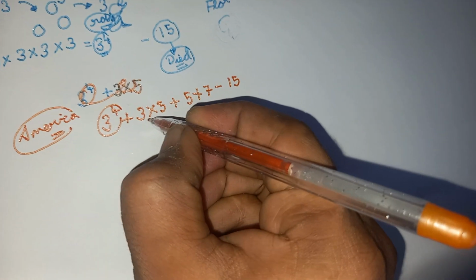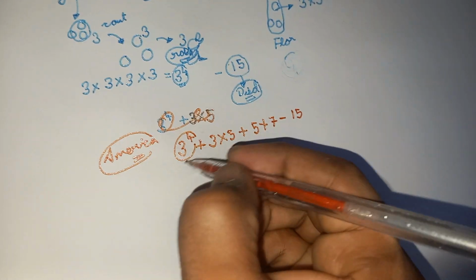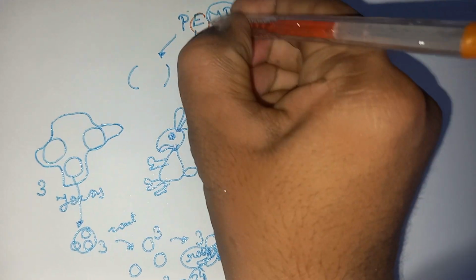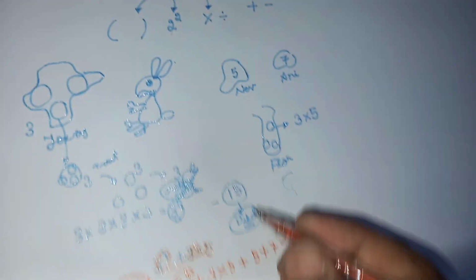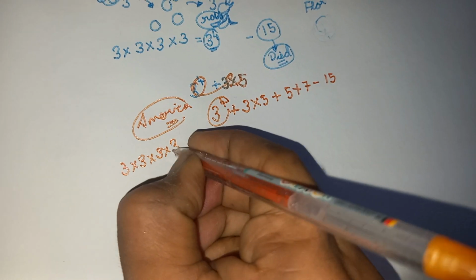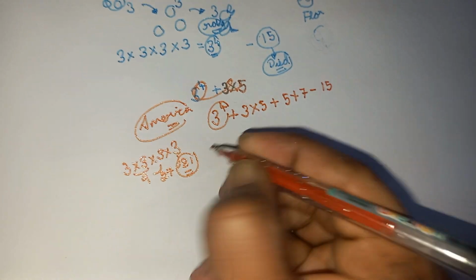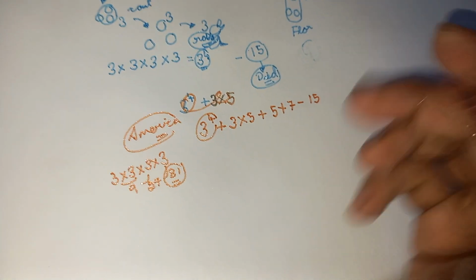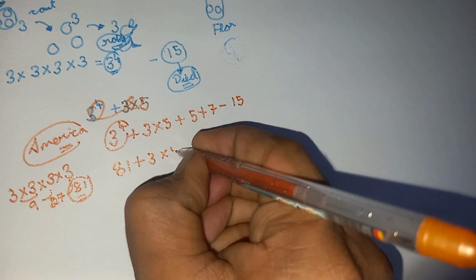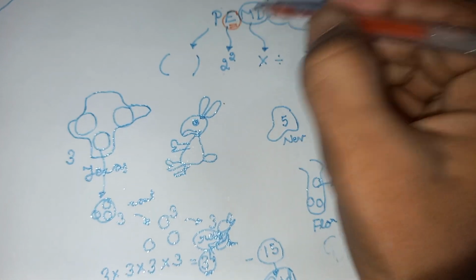This is exponent, this is multiplying, and here adding and subtracting. This exponent is nothing but repeated multiplying. Since it is repeated multiplying, it has the highest value among all the remaining, so you need to do the exponent first. That is 3 times 3 times 3 times 3. 3 times 3 is 9, 9 times 3 is 27, 27 times 3 is 81. It exploded to an extreme level because it is repeated multiplying. This becomes 81 plus 3 times 5 plus 5 plus 7 minus 15. There are no parentheses here; I'm going to tell about them afterwards.